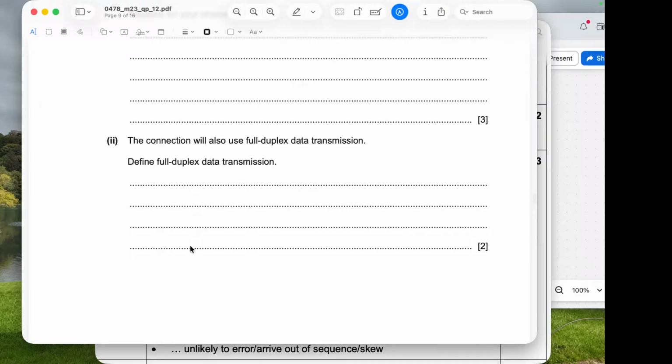So the connection will also use full duplex data transmission. Define full duplex data transmission, and you should be able to do it in like one sentence actually.